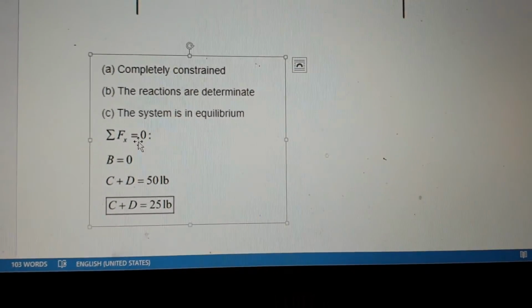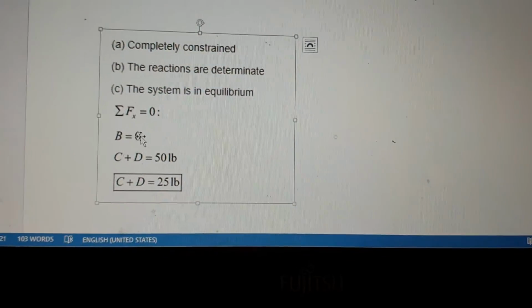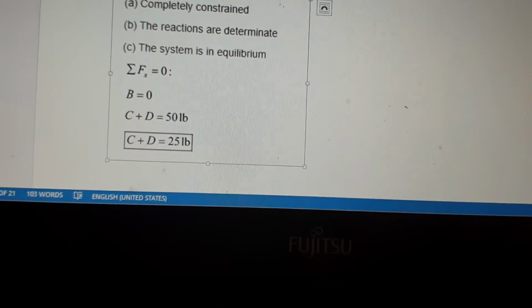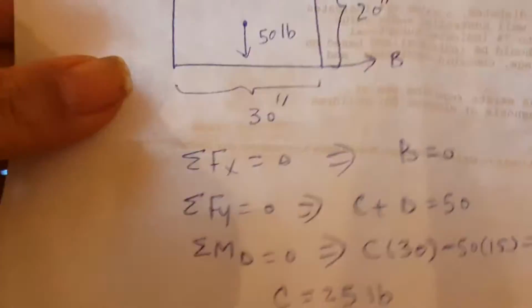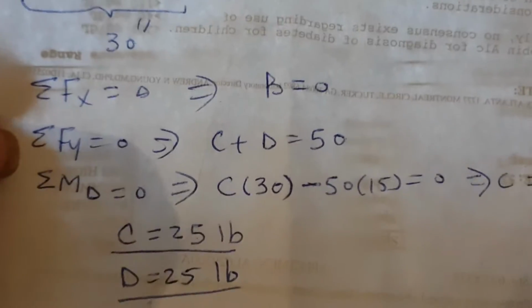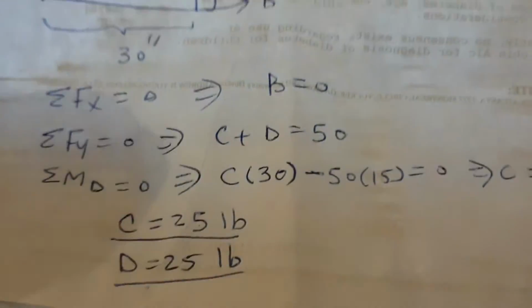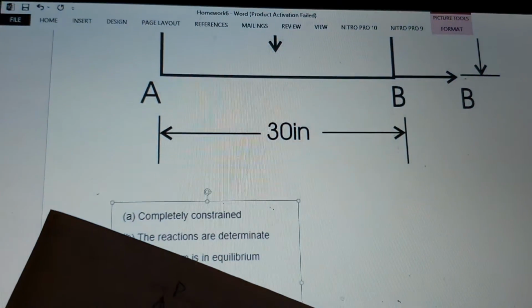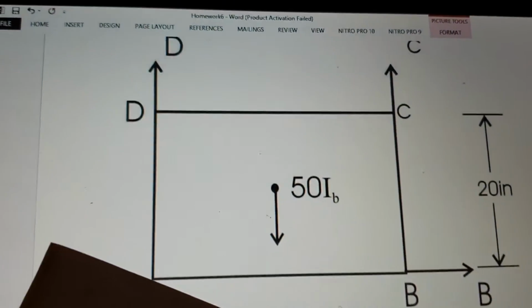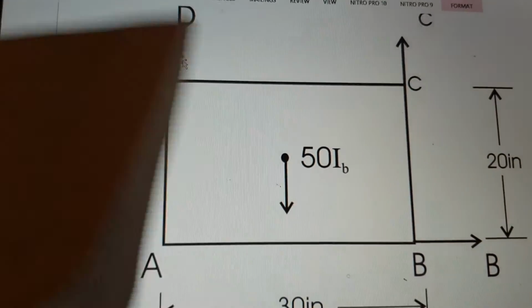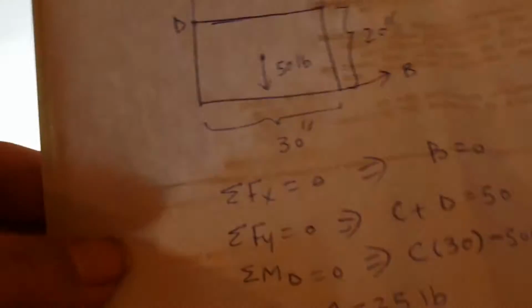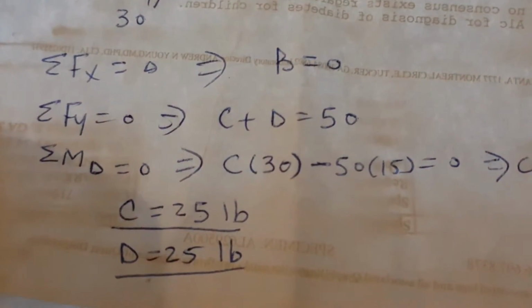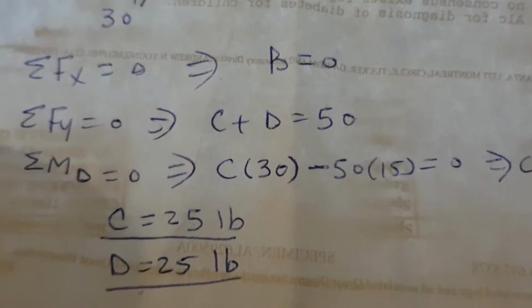The system is in equilibrium, summation of force at x equal to 0. So there is no force in the x except the B, so B equal to 0. And then when you do summation of force at the y equal to 0, you can see C plus D minus 50 equal to 0. So C plus D equal to 50. That is summation of force in the y.